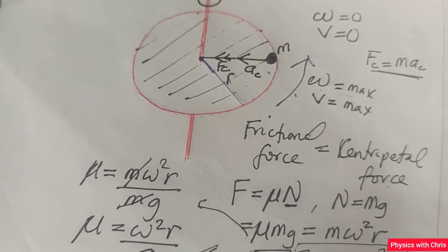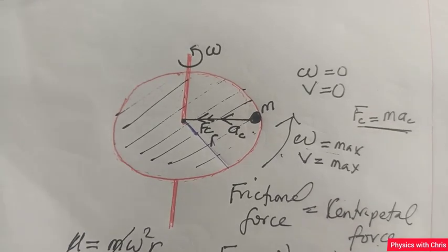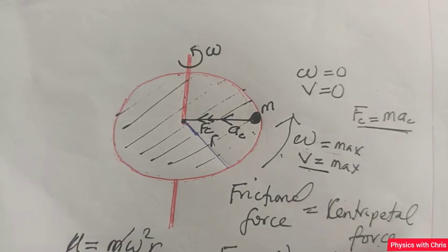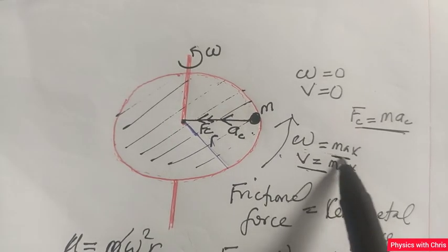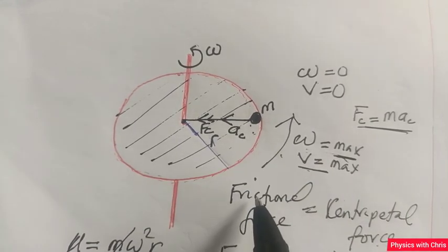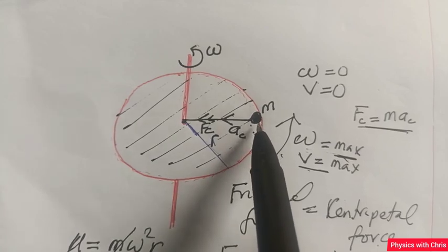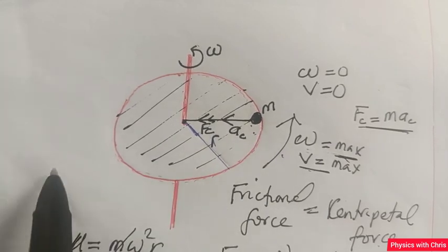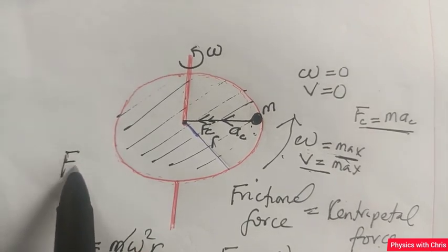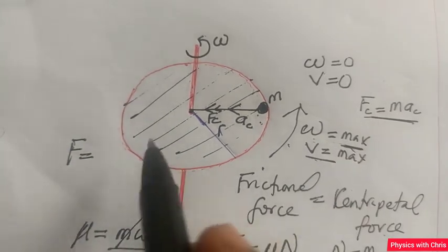And you need to note that if this speed, or the angular velocity, starts increasing beyond the limit that is sufficient to keep this mass on the turntable, which means if that increases, the centripetal force will have to increase. So the centripetal force F, remember I told you, is provided by the frictional force.